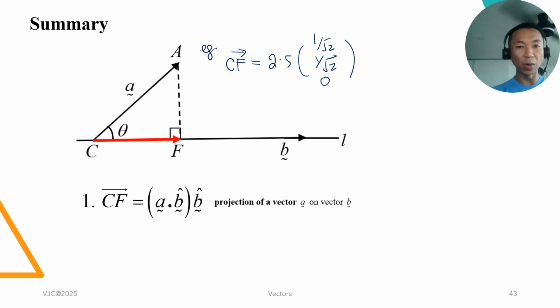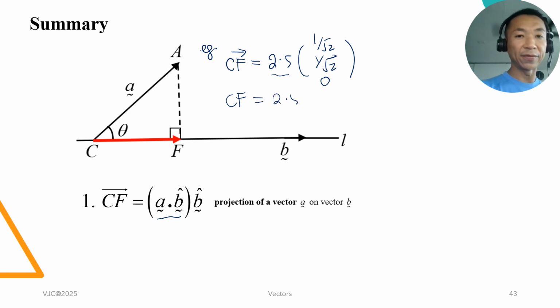Now I deliberately choose 1 over root 2, 1 over root 2, 0 because it is a unit vector. So suppose this dot product eventually turns out to be 2.5. Now, is it obvious that the length CF is just 2.5? Because it is essentially just taking the magnitude of this vector. The magnitude of B hat must be 1 because it's a unit vector. Therefore, it's just taking the absolute value of 2.5, which is 2.5.